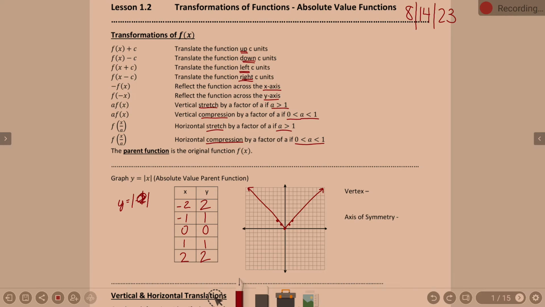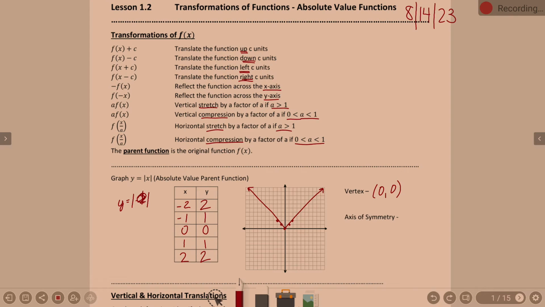A little bit of vocabulary, a little bit of preparation for homework, okay? Vertex. You have to be able to state your vertex. What's my vertex? 0, 0. Vertex being this point where the two sides meet. And so it is the ordered pair 0, 0.